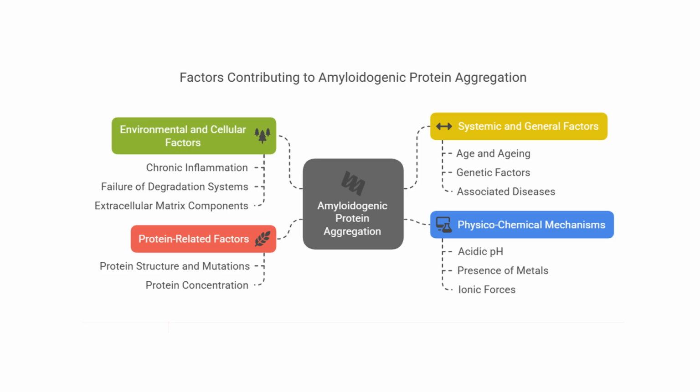These are the factors contributing to amyloidogenic protein aggregation, here in this schema: environmental and cellular factors, protein-related factors, systemic and general factors, and physical and chemical mechanisms.